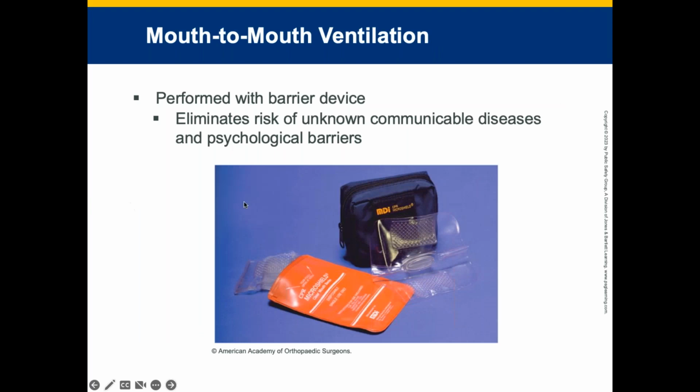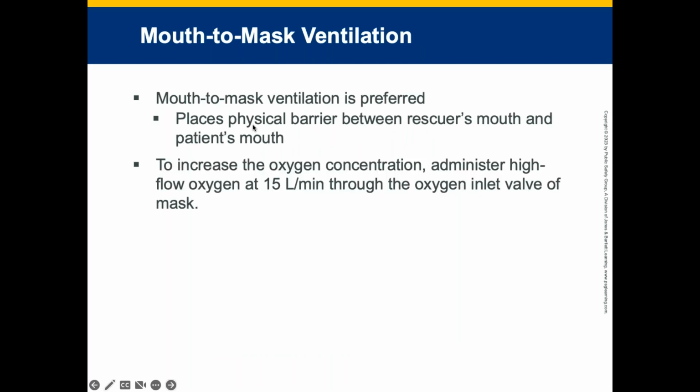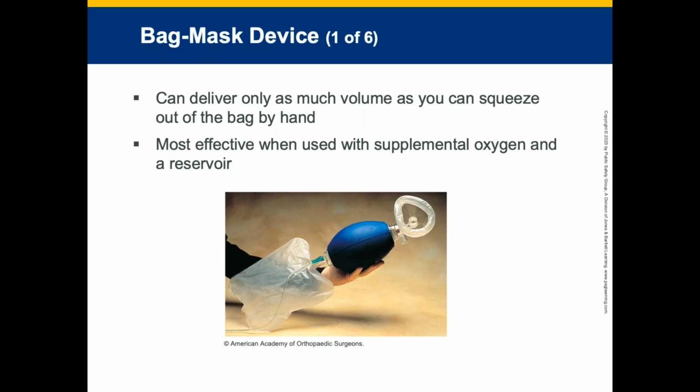So mouth-to-mouth ventilations, you want to have a barrier in between so you don't suck someone's vomit into your own airway. All right. This is the device barriers. Sure, we're pretty good with all this stuff here. Mouth-to-mask ventilation is actually preferred with a one-way barrier in between if you're doing that. And then you can also have an oxygen inlet, hook in oxygen as well. This is a bag valve mask, a BVM.